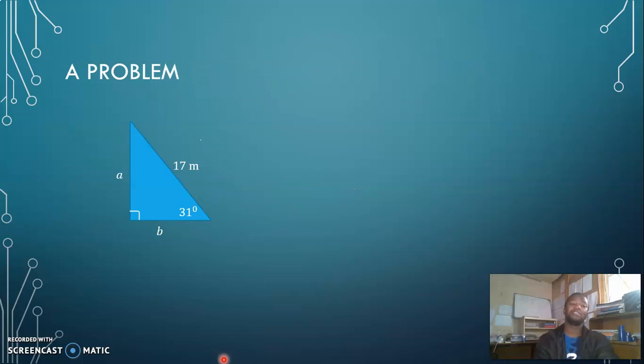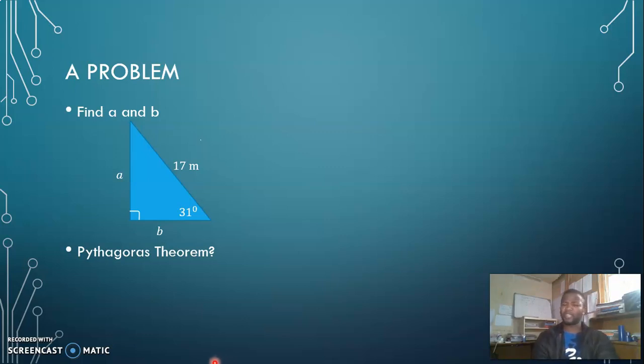Now, ladies and gentlemen, let's say you are given a problem like this, and you are requested to find side A and side B. How will you go about solving this problem? I want you to think about it. You can pause the video if you want to and start thinking about it, and then resume afterward. But ladies and gentlemen, can we use Pythagoras theorem? Because when we see a right angle triangle, something that comes to our minds first is Pythagoras theorem. All right? Now, can we use Pythagoras theorem?